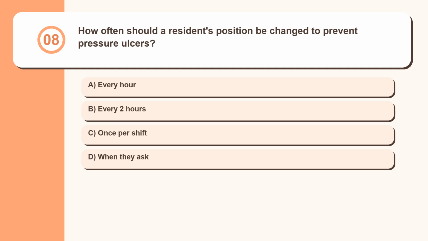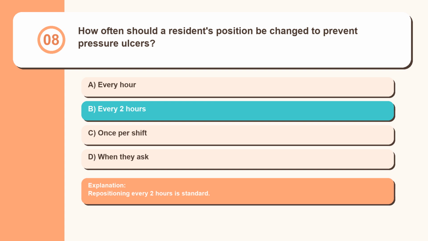Question 8. How often should a resident's position be changed to prevent pressure ulcers? Every hour, every 2 hours, once per shift, when they ask. Repositioning every 2 hours is standard.